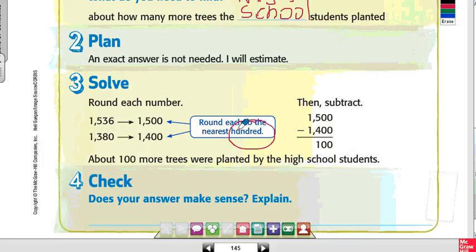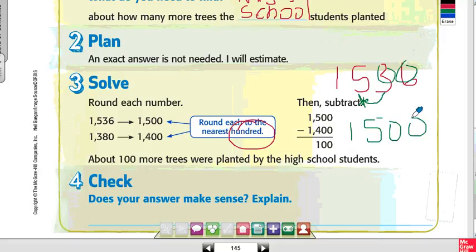So they took 1,536, rounded to the nearest hundred. What number's in the hundreds place? 5. See, so I'm not working with the 1 yet. Looking to the right, what does the 3 say? So the 5 stays the same, and replace the 3 and the 6 with zeros. So I got 1,500.